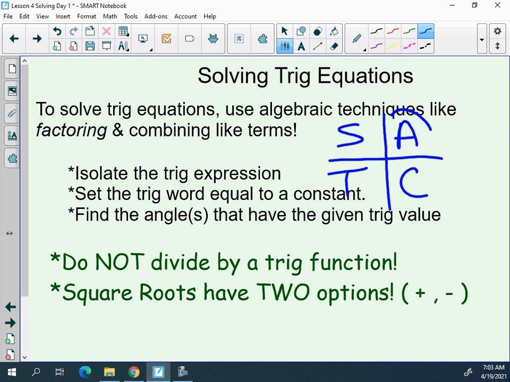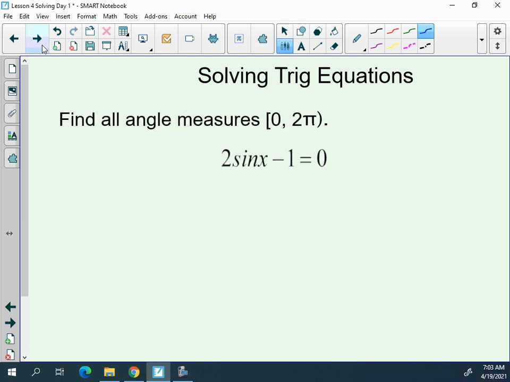So everything is positive in that first quadrant. Sines and cosecants are positive in the second quadrant. Tangents and cotangents are positive in the third quadrant. Cosine and secants are positive in the fourth quadrant. So here's our first problem.